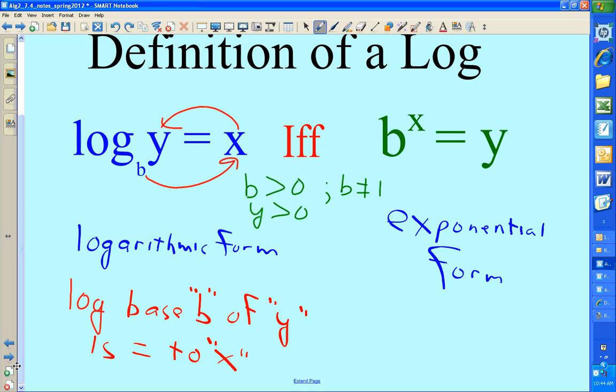Not being able to say that correctly is not where you need to be right now. You want to be able to talk the talk. Log base B of Y is equal to X.